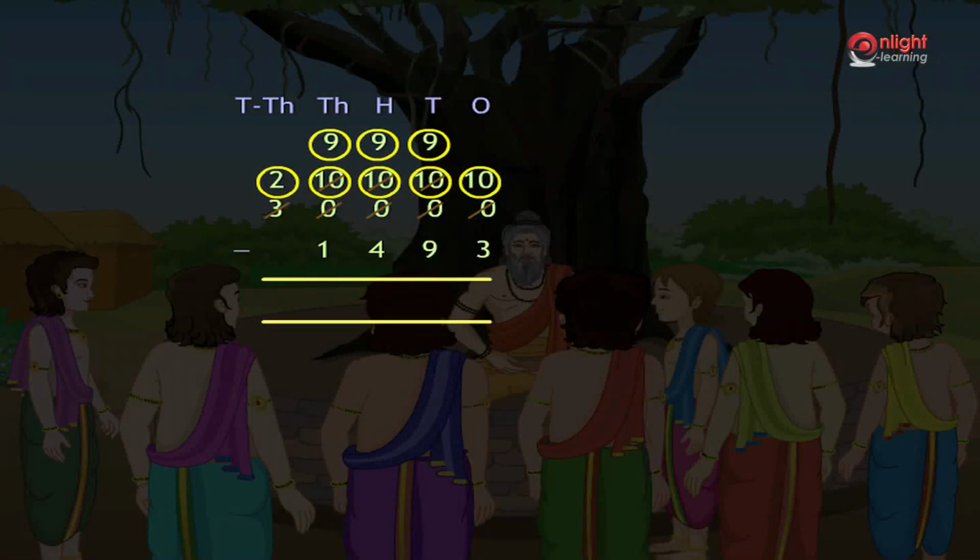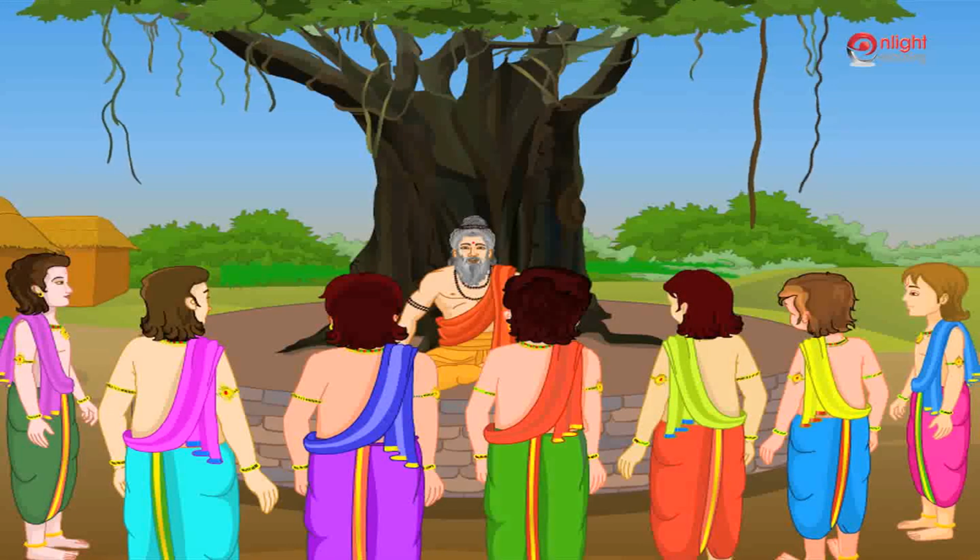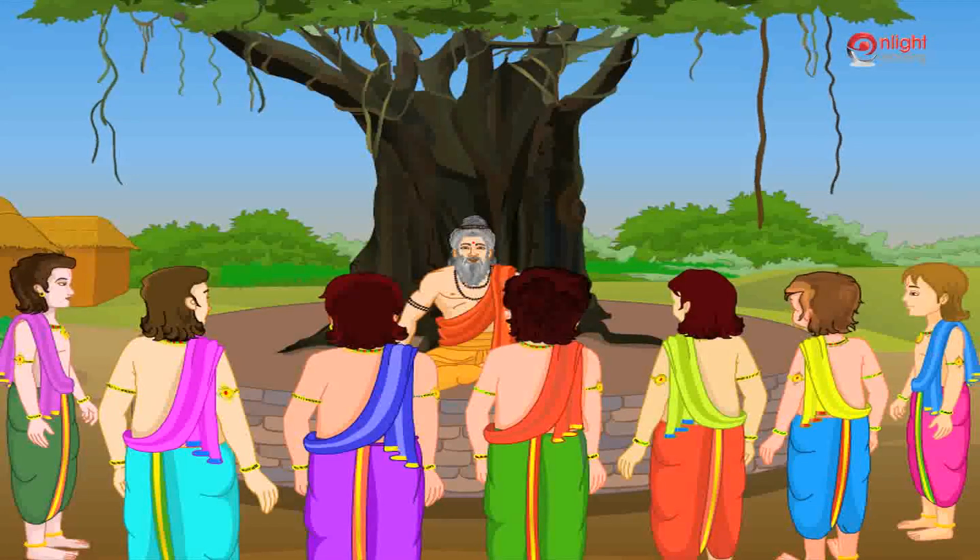So let us do the subtraction. So 10 minus 3 is 7 in ones place. 9 minus 9 is 0 in tens place. 9 minus 4 is 5 in hundreds place. 9 minus 1 is 8 in thousands place. And last it is 2 minus 0 is equal to 2 in 10,000's place. Hence the difference between 30,000 and 1,403 is 28,507.